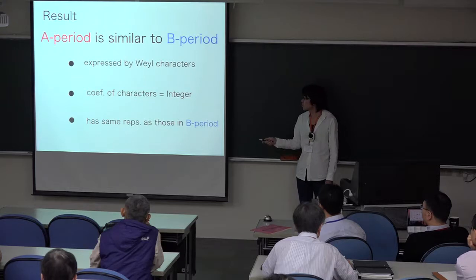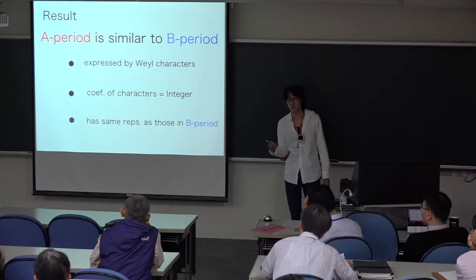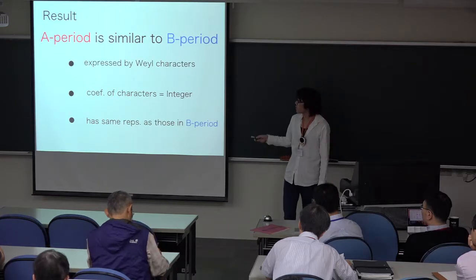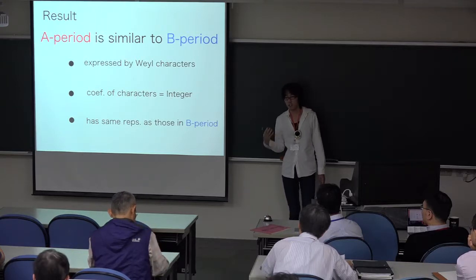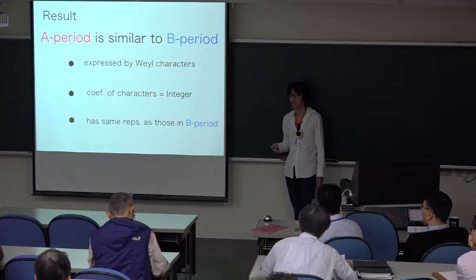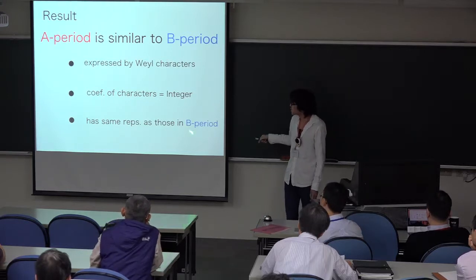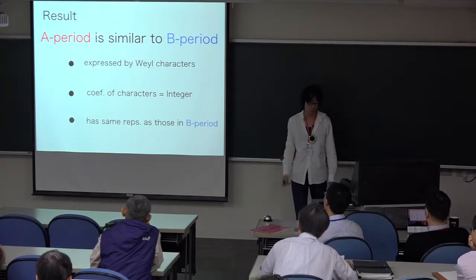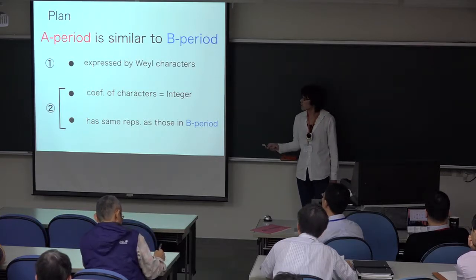The second is that all of the coefficients of the characters in the A period can be given by integers by taking into account the merge covering structure that I will explain later. This structure is also similar to the B period. Finally, by combining these properties, we find that the representations of characters appearing in the A period are exactly the same as the representations of characters appearing in the B period for each case, except for one particular case. Based on these properties, we can say that the A period is quite similar to the B period. This is our result. Okay, in the remaining time, I will discuss in detail in this order.